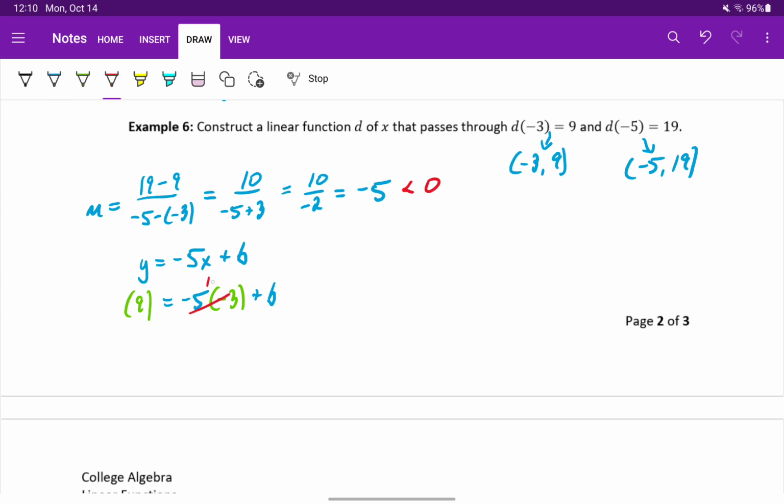-5 times -3 will give us positive 15, so we'll subtract 15 from both sides to get -6 is equal to b. This means our linear equation would be y equals -5x minus 6, but our function is function d, so we would rewrite this as d of x is equal to -5x minus 6.